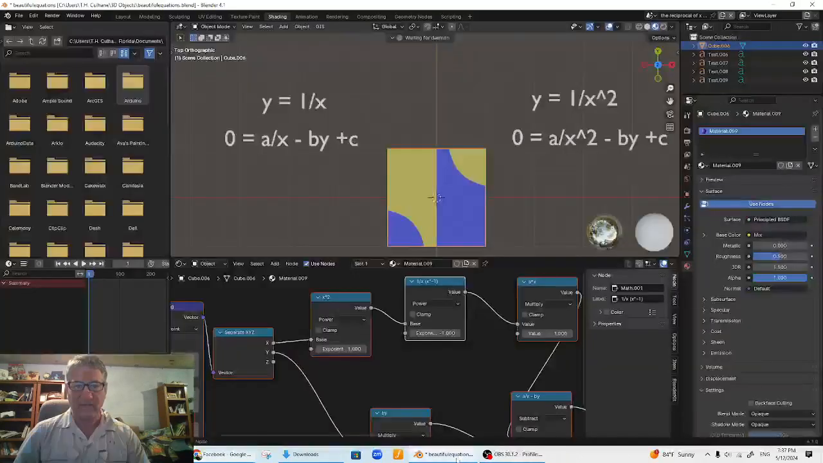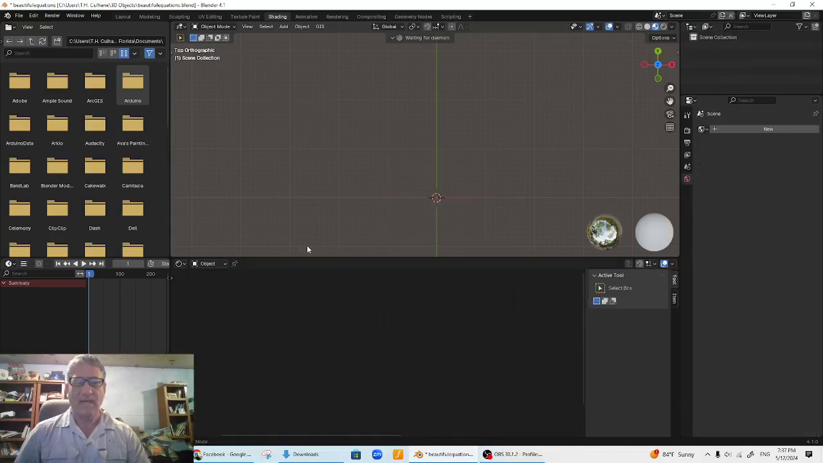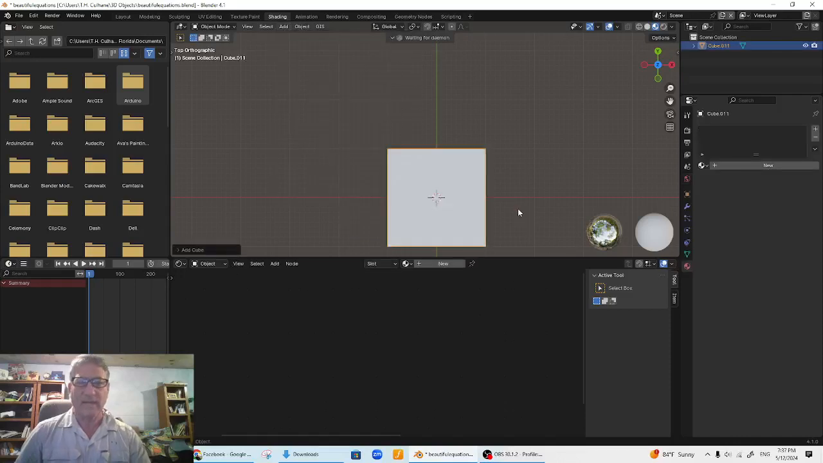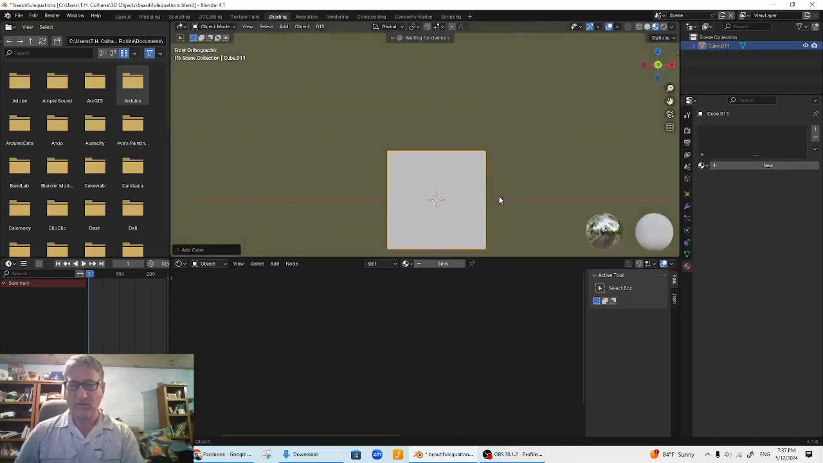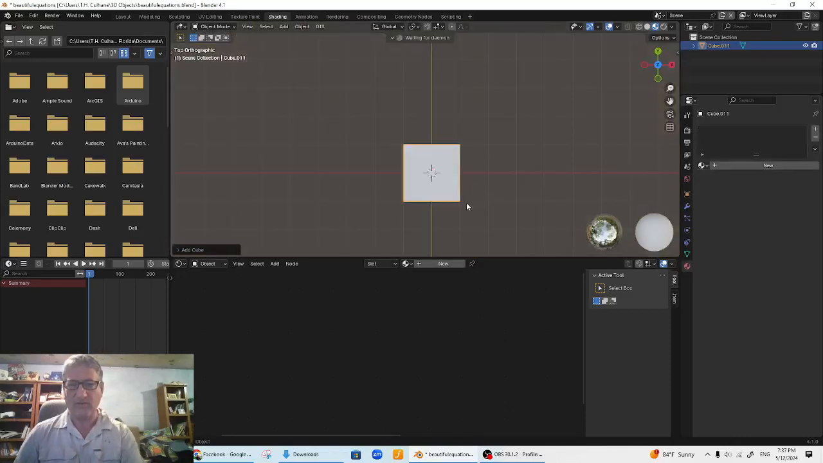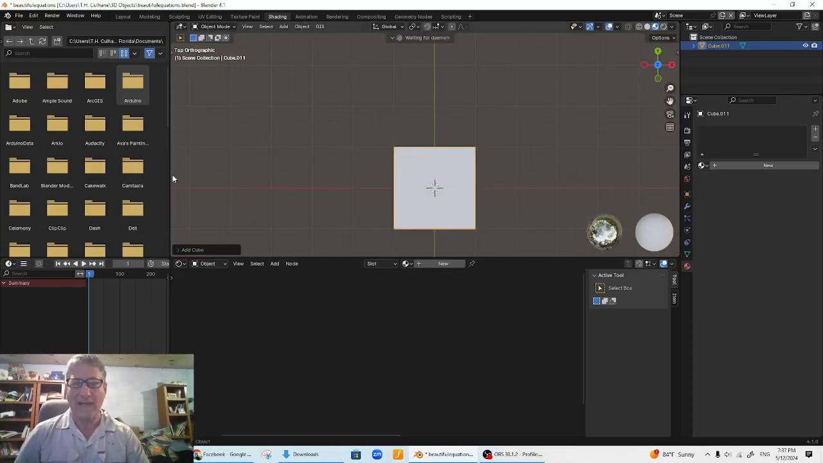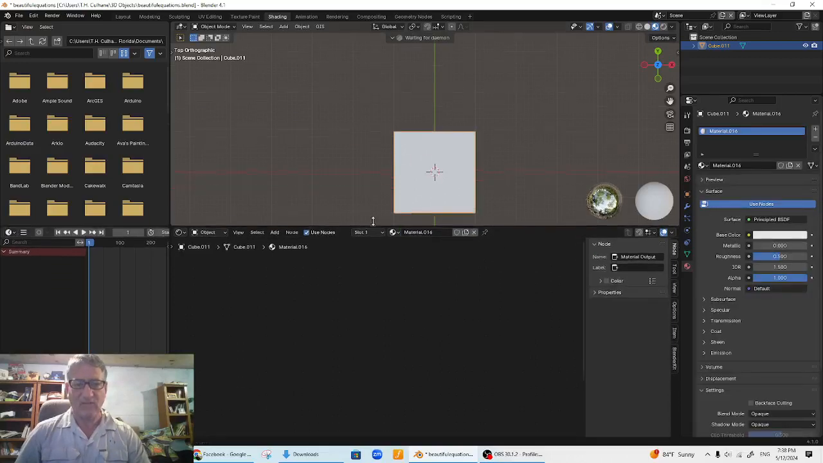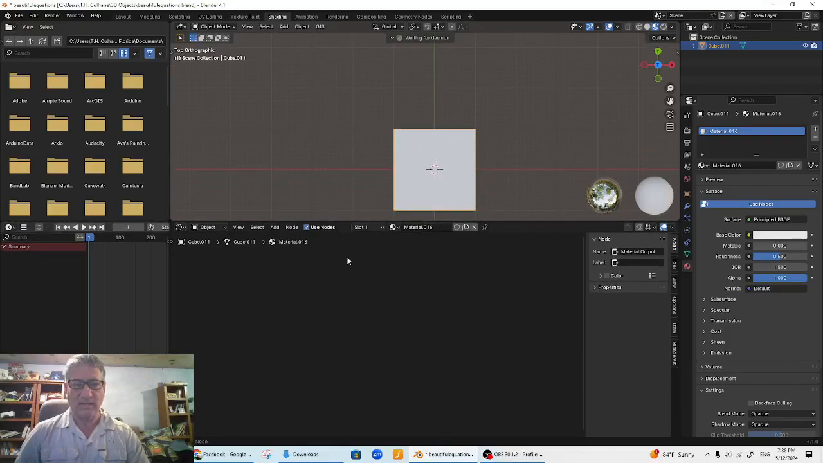So let's go here and create a new scene. And in that scene, let us add a cube. And let us make sure that we are viewing that cube from the top down so we can see the y-axis in green and the x-axis in red. And let's make a new shader node.